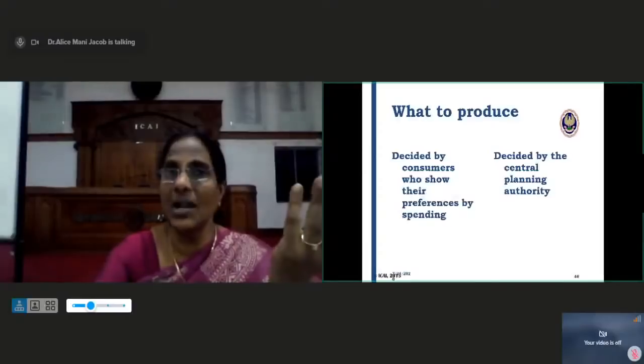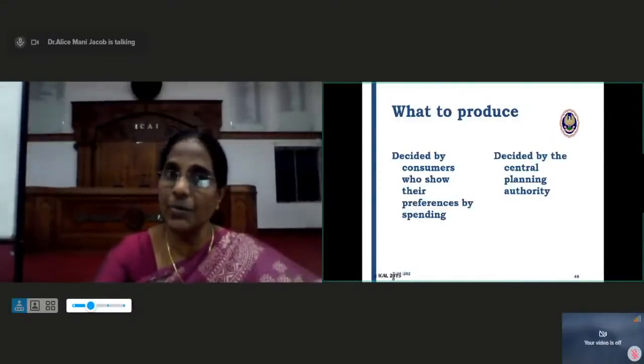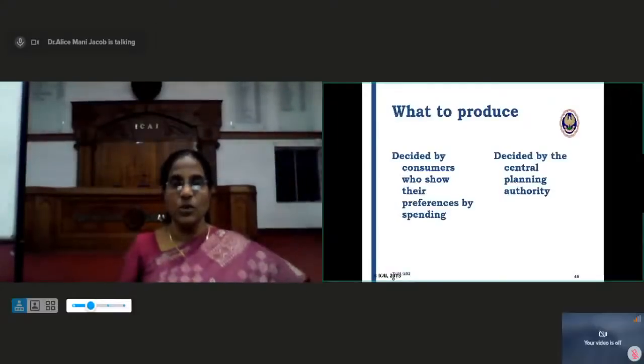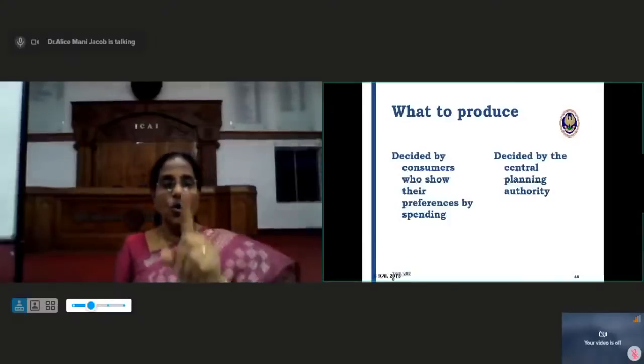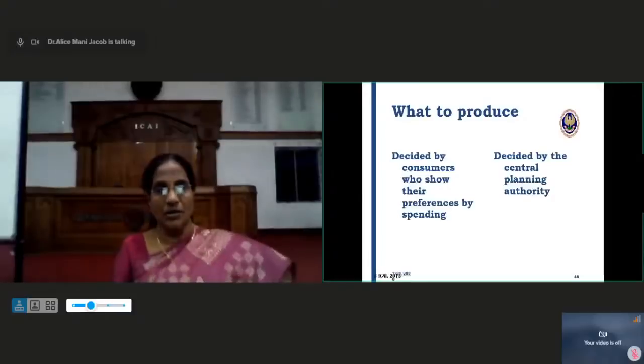According to welfare. So naturally food will be cheaper. Luxurious commodities will be costly. And who decides what to produce? Now let's come back to our basic economic problem. Who decides what to produce? It is decided by you as a consumer.